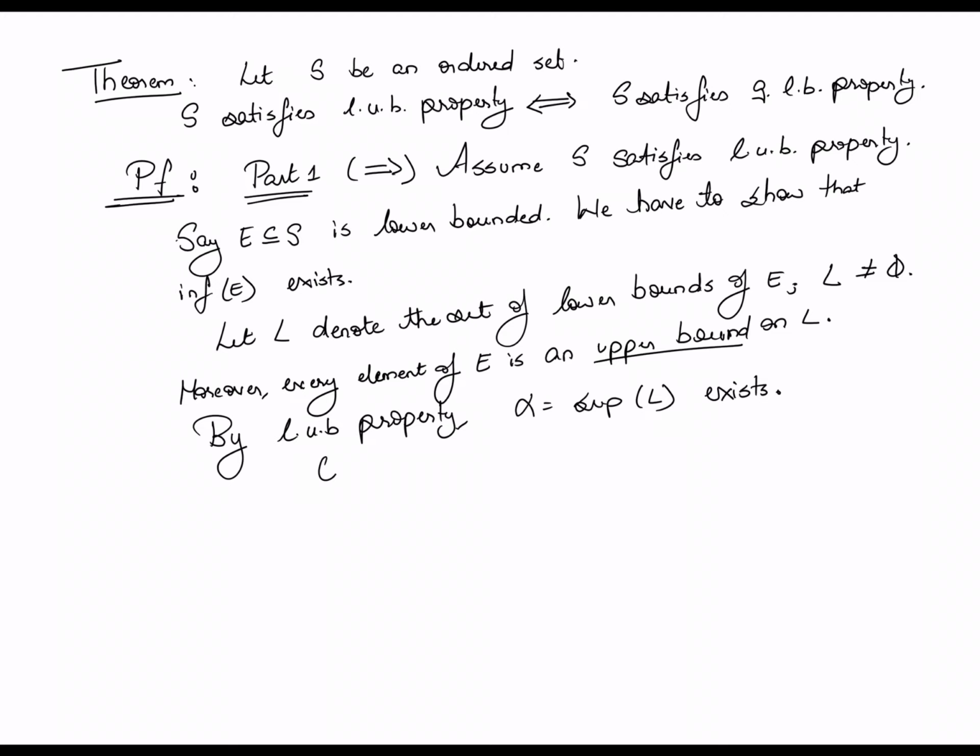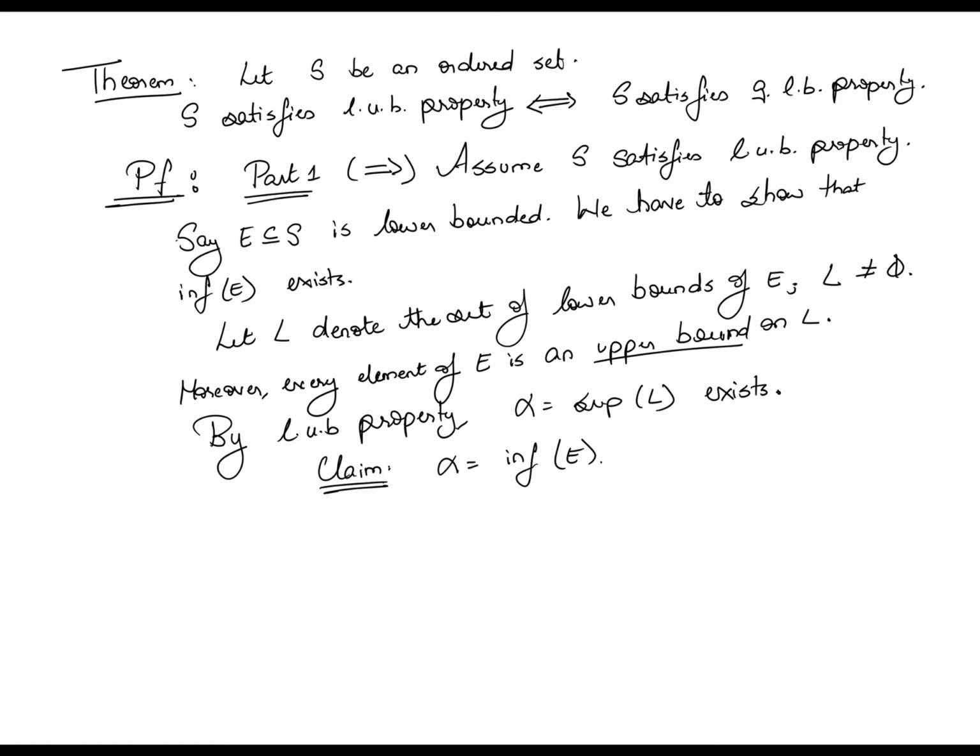And my claim is that alpha is also the infimum of E. If I'm able to prove this claim, basically the proof is done, because I have demonstrated that for any set E which is bounded from below, the infimum exists. And in fact I've given you a constructive way, quote unquote, of arriving at that infimum as well. The infimum, if this claim is true, is precisely the supremum of the set of lower bounds of the set E.